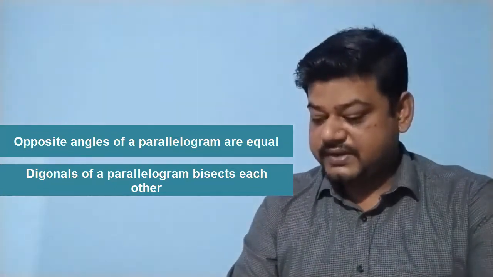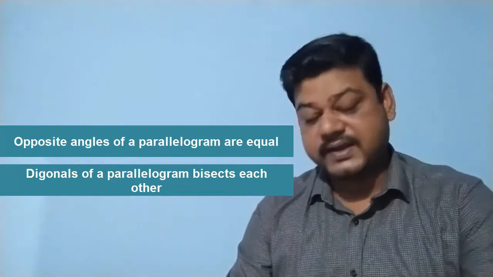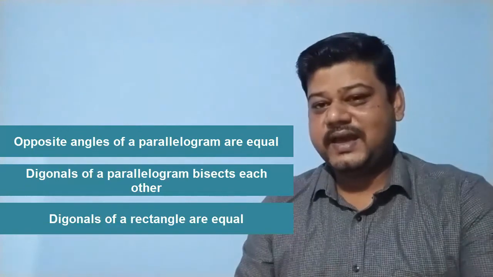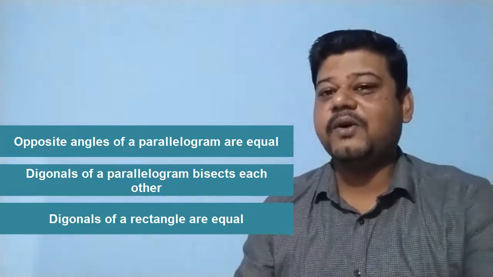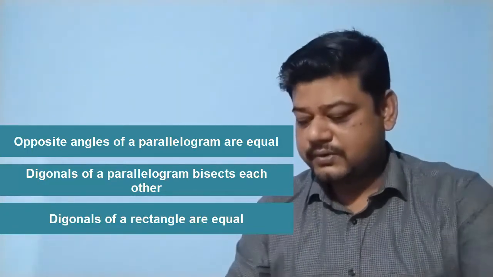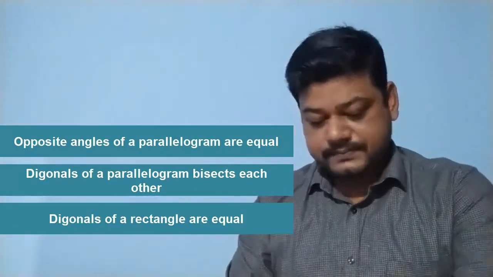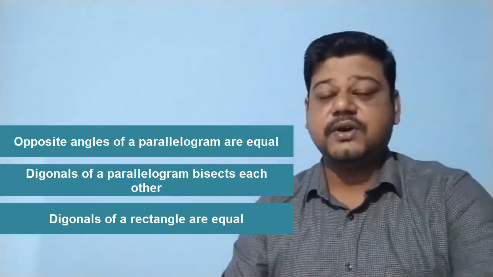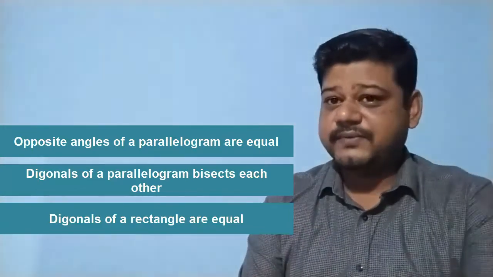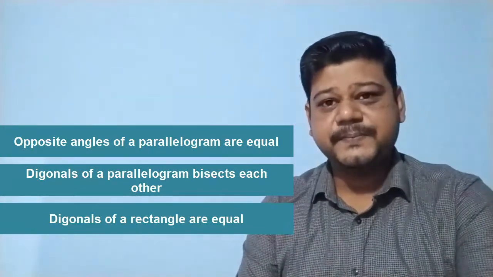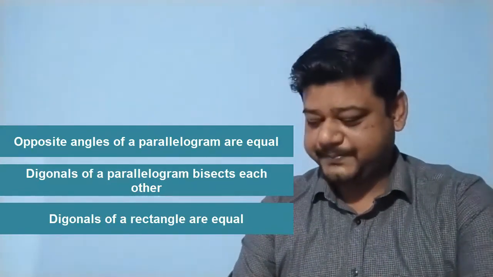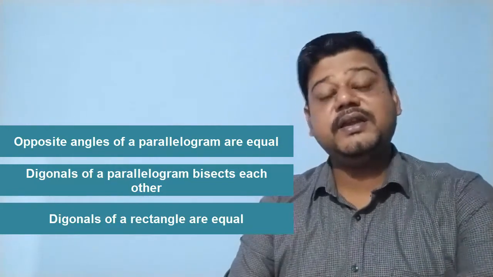The third property is that of a rectangle. Now, a rectangle can be considered as a parallelogram where all the internal angles are 90 degrees each. So, it will obviously follow the basic rules of the diagonals of the parallelogram. That means the diagonals of a rectangle will bisect each other, and of course the opposite angles of a rectangle are equal.